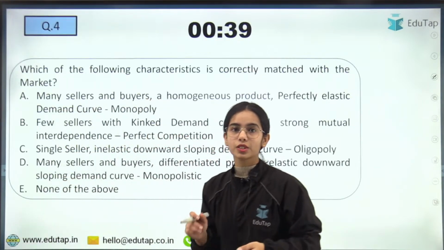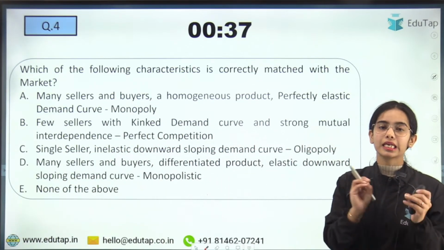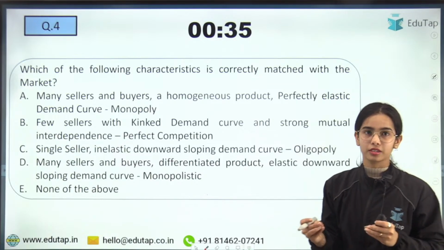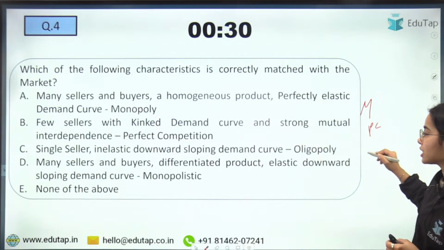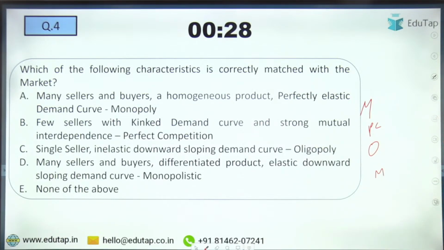Now coming to the next question, which of the following characteristics is correctly matched with the market? There are different markets: monopoly, perfect competition, oligopoly and monopolistic competition. So read the question and try to answer it. I hope this is an easy question and all of you will be able to answer it.